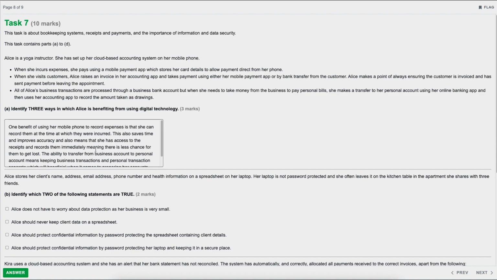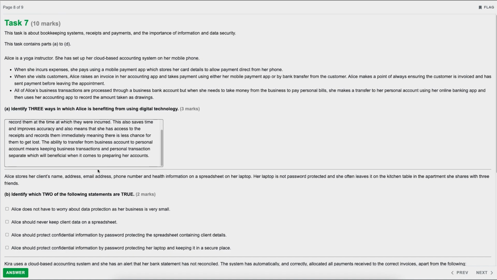So we've got 3 ways in which that helps, because I've said that it saves time and improves accuracy. I would say that's 1 mark there. We've said that it means that there's less chance of losing receipts because she can record them immediately. That's your 2nd mark. And then 3rd mark is for saying that she can keep business transactions and personal transactions separate, which will then be beneficial for preparing her accounts. So 3 separate points, 3 marks.